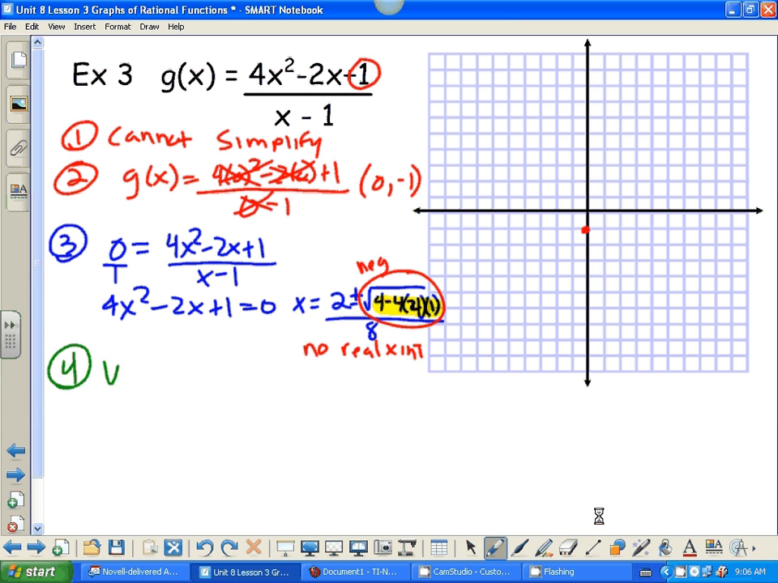Step 4, vertical asymptotes. As a reminder, that always has to do with any values that cause us to divide by 0. So x equals 1 is my vertical asymptote.